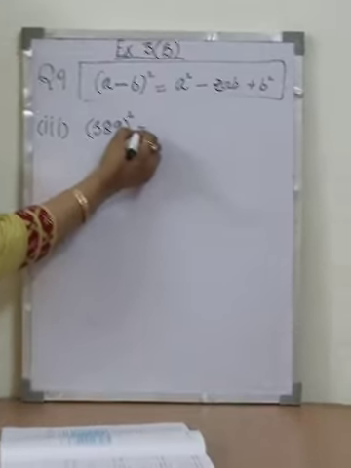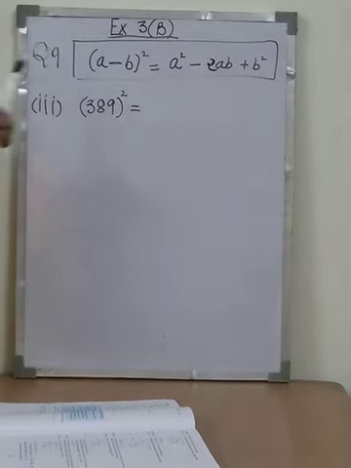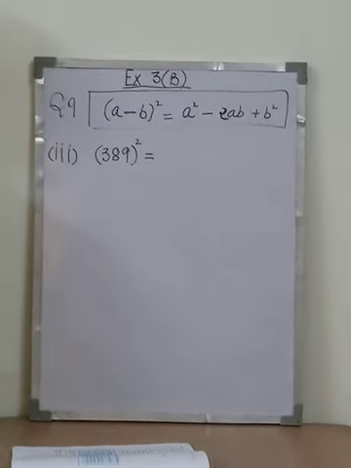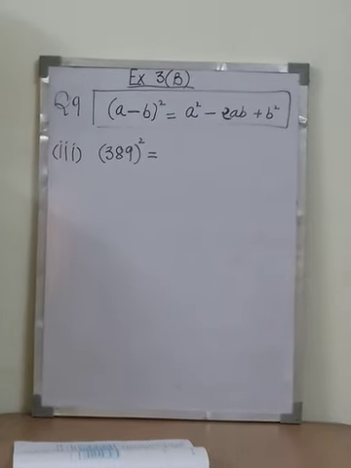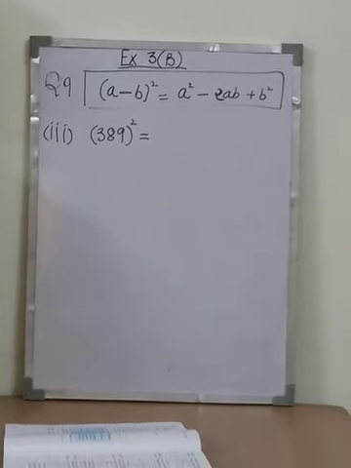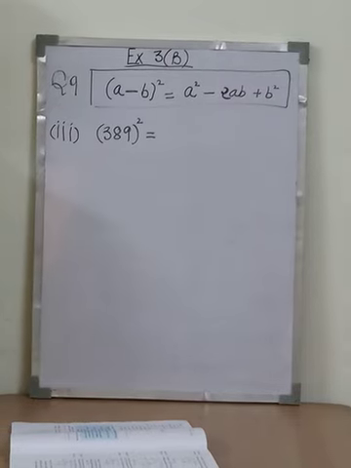It is 389 whole square. Now how are we going to write 389? Can we write 400 minus 11? So you will get 389.